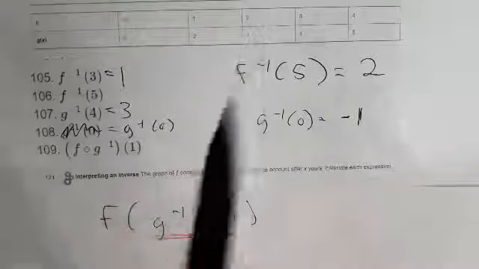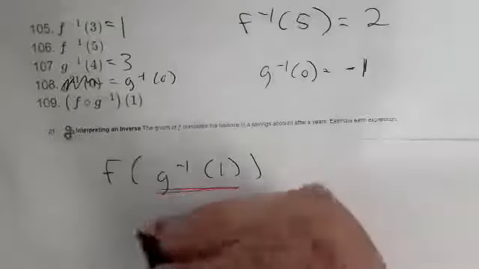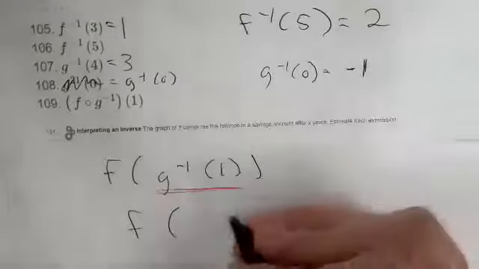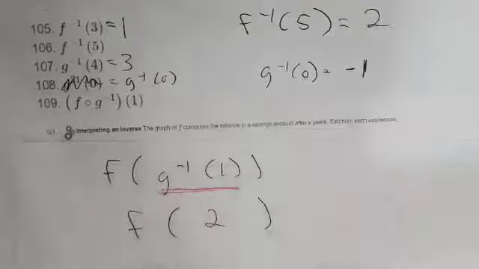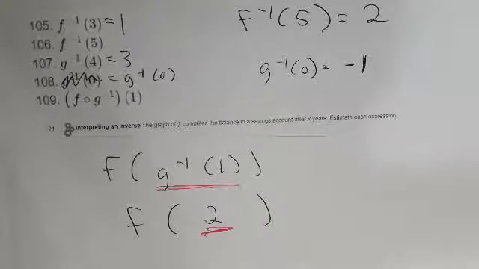Oh man, even if you do this one wrong, you get it right. Broken clock's right twice a day, I guess. It is giving me 2. So I'm going to put in 2 and place in my g inverse of 1. Those two things are the same thing. I grabbed it from the table.